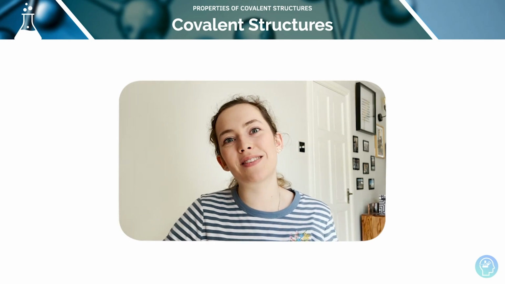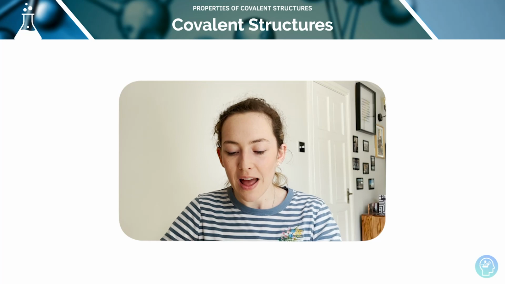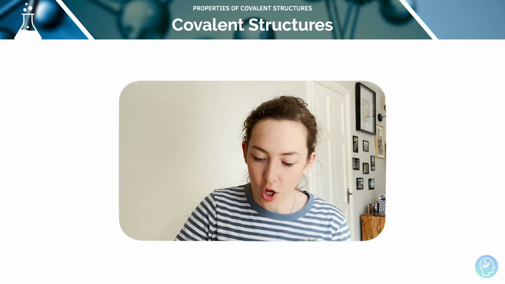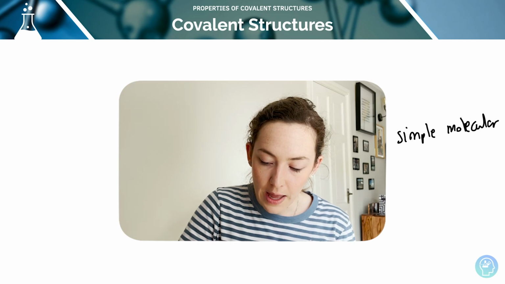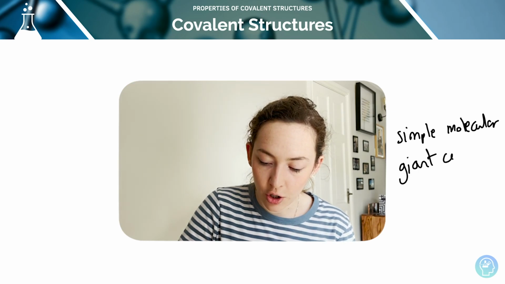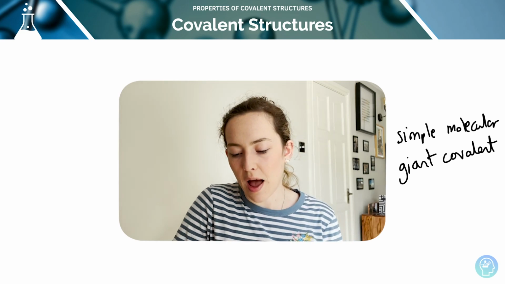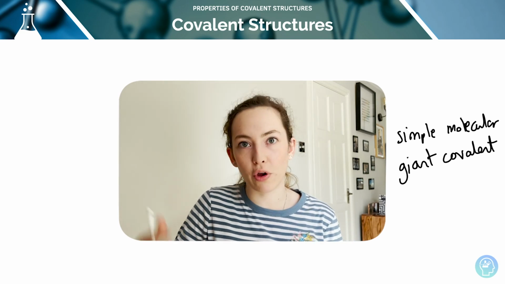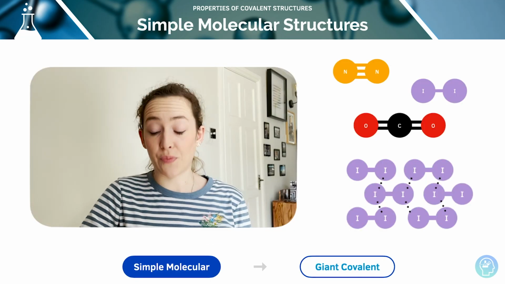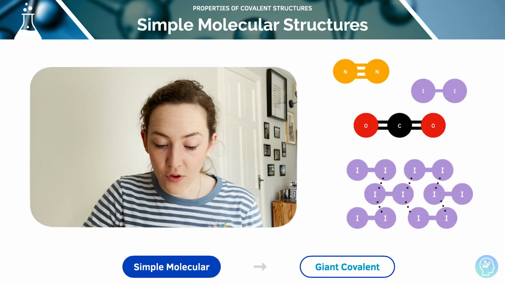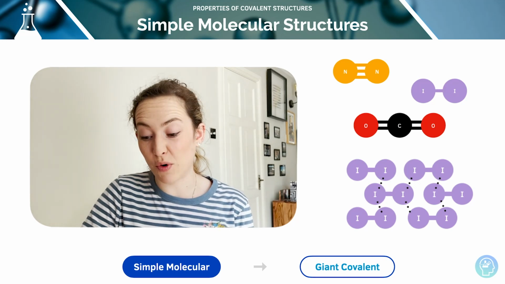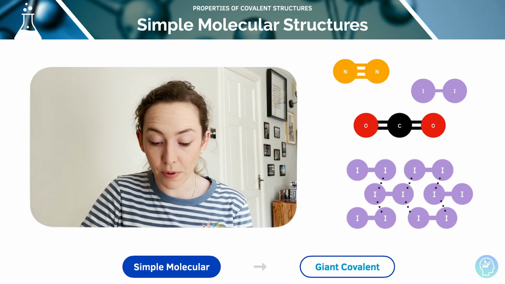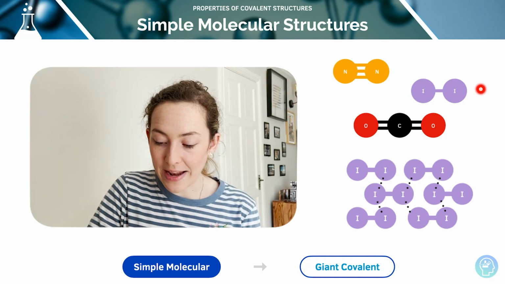Depending on the extent of the covalent bonding in a compound, we can get two different structures: simple molecular and giant covalent. You might see giant covalent referred to as macromolecular as well. In my images here I've got three different examples of simple molecules, with all the different bonding types: single, double and triple. But you can see they are separate entities.